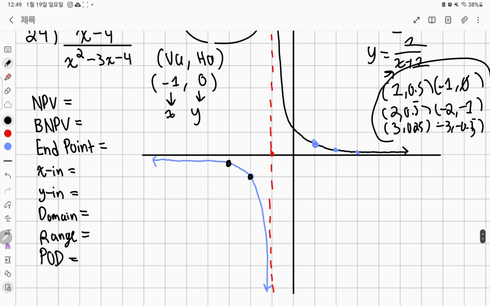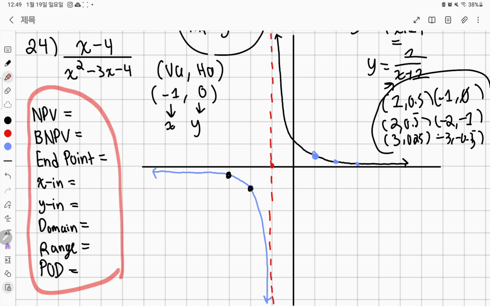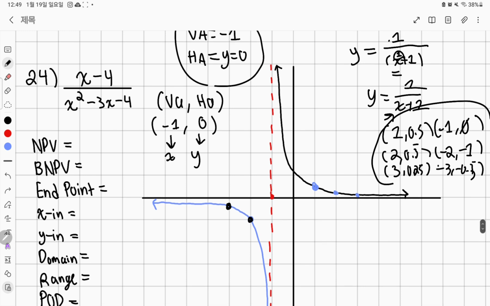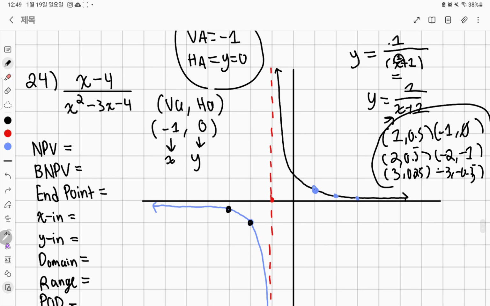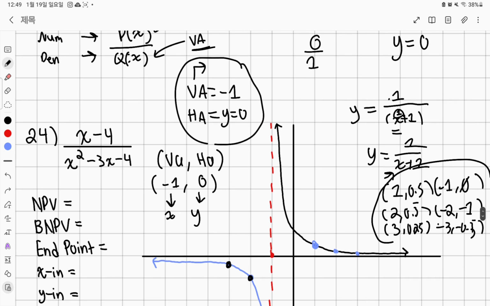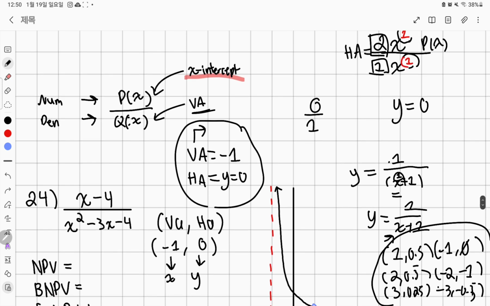And now we need to focus on this behavior, because on the test there's a higher chance that we need to explain what these are. Non-permissible value. Okay, let's start from non-permissible value. What is a non-permissible value? It's something that we can't use, because it will eventually make the denominator 0, right? So we don't want that. That's why it's a non-permissible value. So for non-permissible value, you need to look at the graph from the very beginning, even before we canceled out stuff.